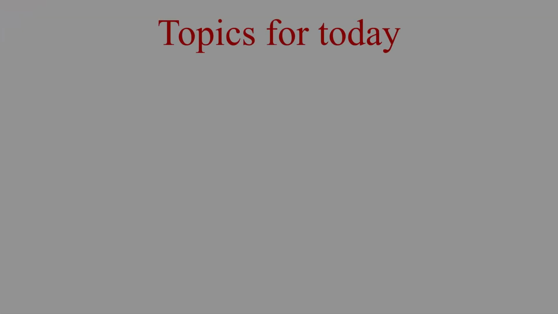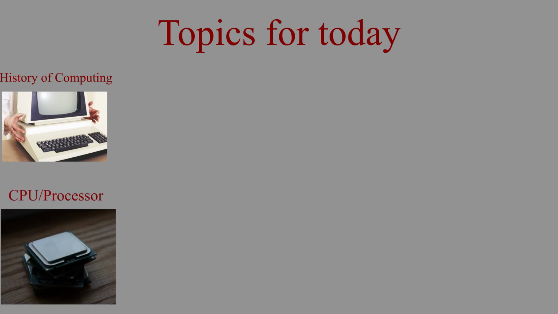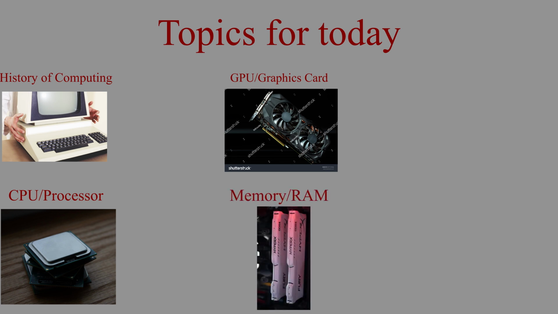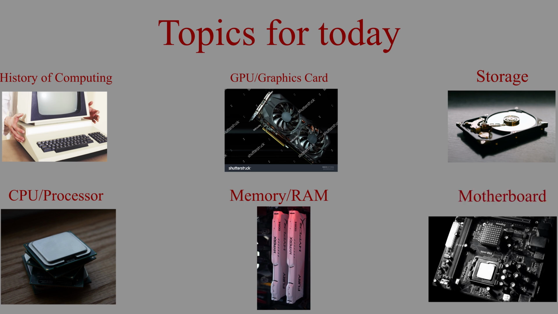In today's video, we're going to be covering a little bit of the history of how computers came to be, and then from there we're going to cover what a bunch of different parts in a computer are. This includes a CPU or processor, a GPU or graphics card, what memory is, or commonly called RAM, what we mean when we say storage and how that compares to memory, and then lastly we're going to cover what a motherboard is.